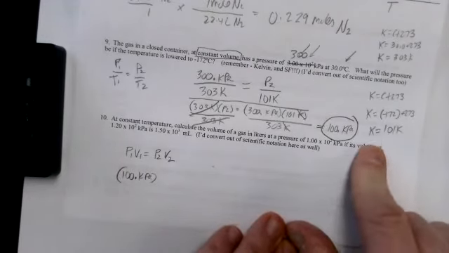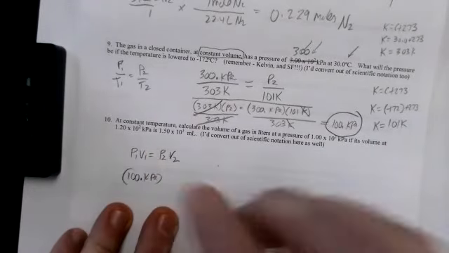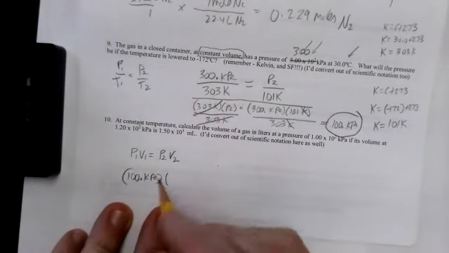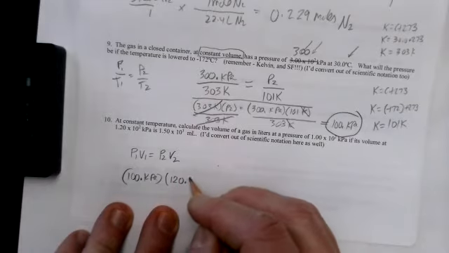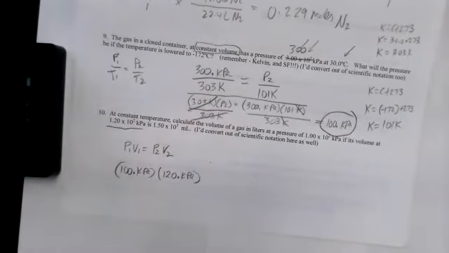The volume is this other stupid number. What am I doing here bothering you kids? It's going to be 120. kPa. How did I get that? 1.20 times 100, 10 squared.